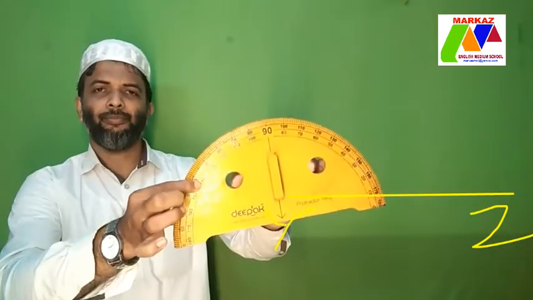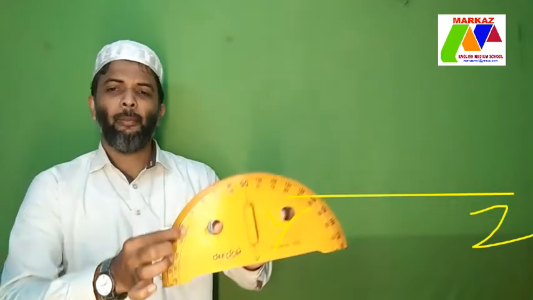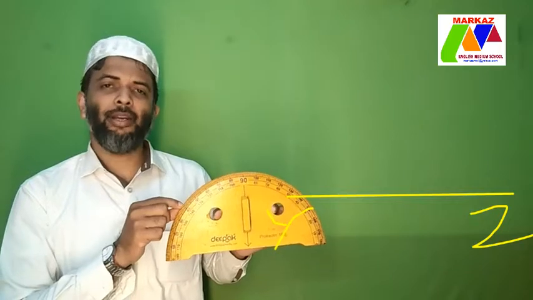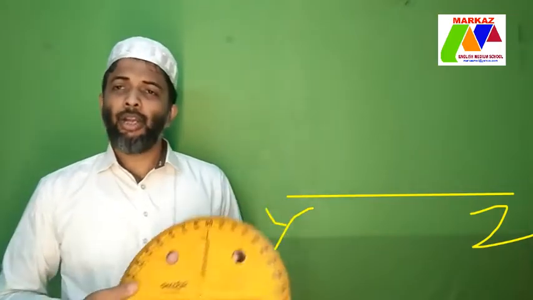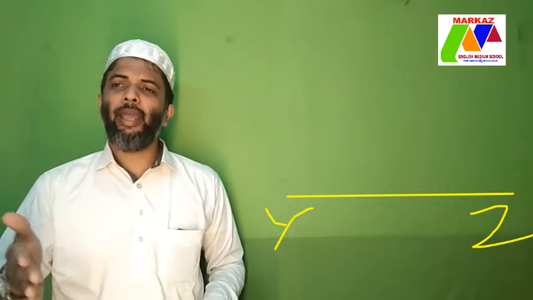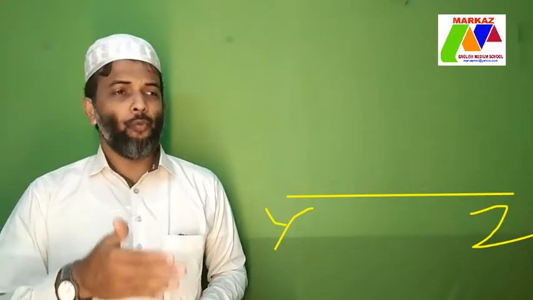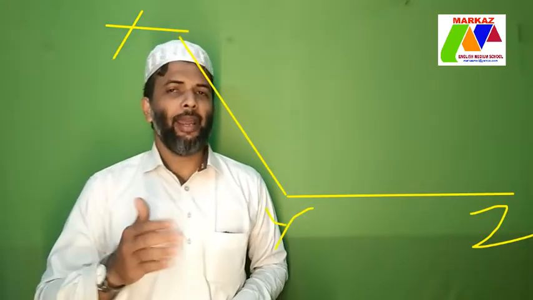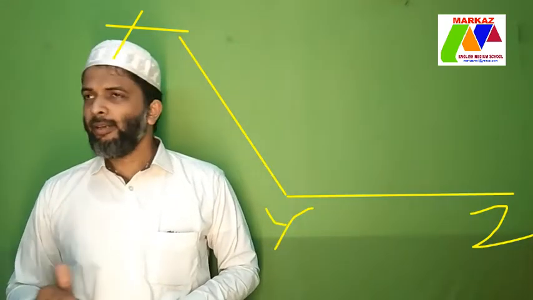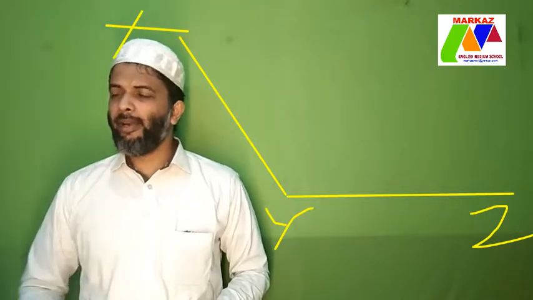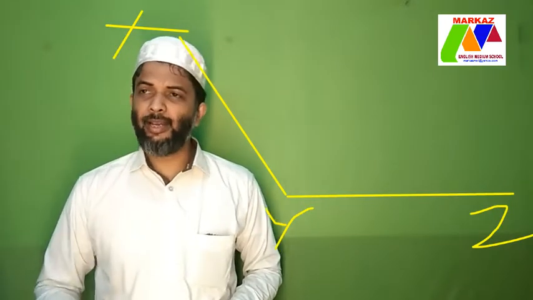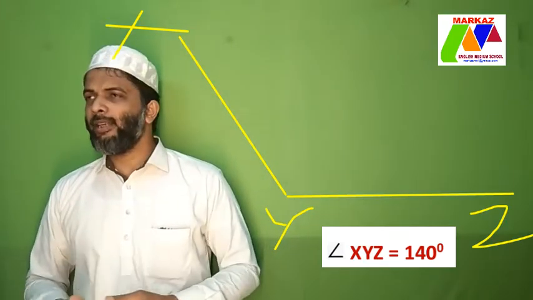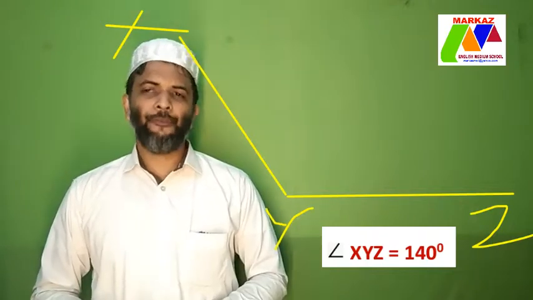Look here. Mark point X corresponding to 140 degrees. Then remove the protractor and draw a line from point Y to the marked point. That is line XY. Then write the measure of the angle as angle XYZ is equal to 140 degrees. Let us see how to construct angles of different sizes.